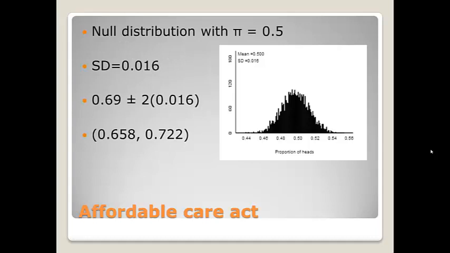Let's look at a specific example here. If our null distribution shows a standard deviation of proportions of 0.016, then the confidence interval can be approximated as 0.69 plus or minus 2 times the standard deviation of the sample proportions. That's the 0.016. This gives us an approximate 95% confidence interval from 0.658 to 0.722.